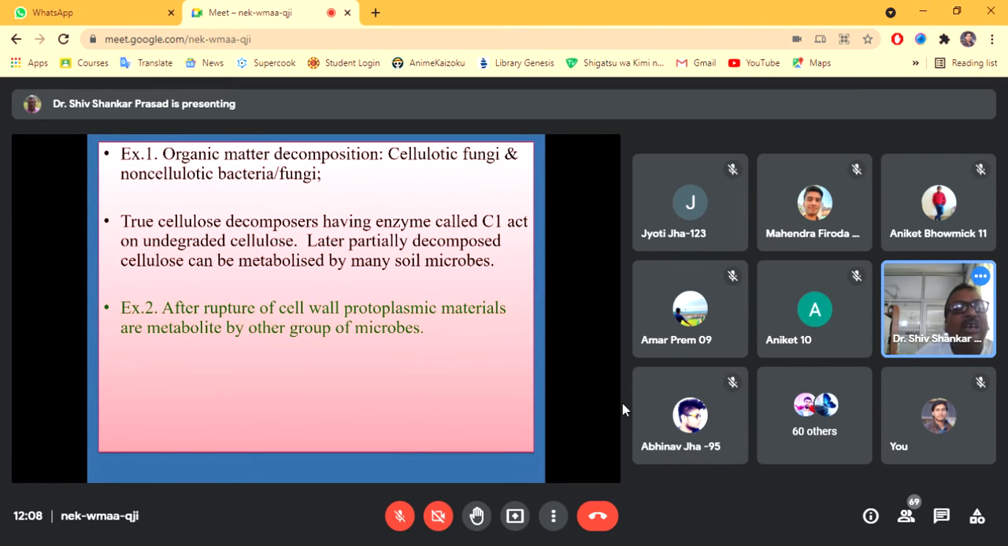Example 2, that is, after rupture of cell wall, protoplasmic materials are metabolized by the other group of microbes. So one microbe acted on the other microbes.